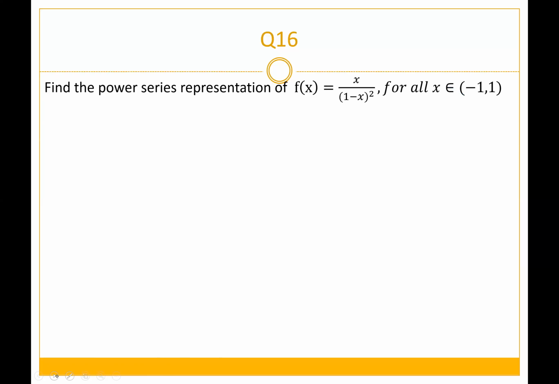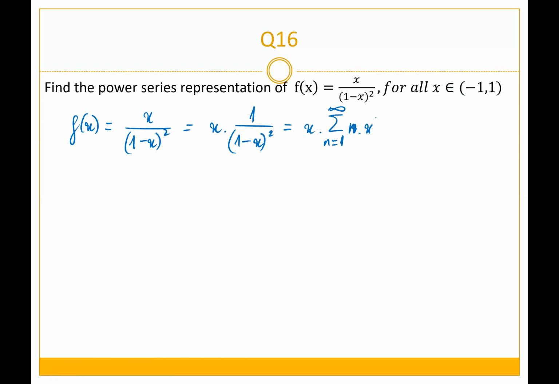But if not, it's going to take you a lot of time to look at the slides again and find that series representation. So we have f(x) equal to x over 1 minus x squared. I'm going to take x out and put the series of 1 over 1 minus x squared. So I'm going to have x multiplied by the series from n equals 1 to infinity of n x to the n minus 1. That is the power series representation of 1 over 1 minus x squared.